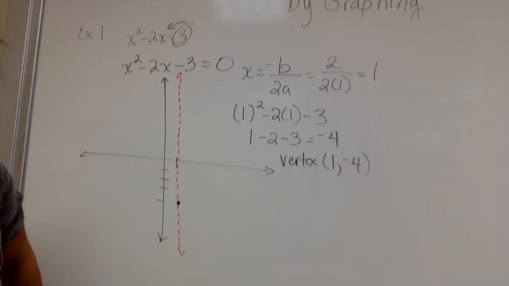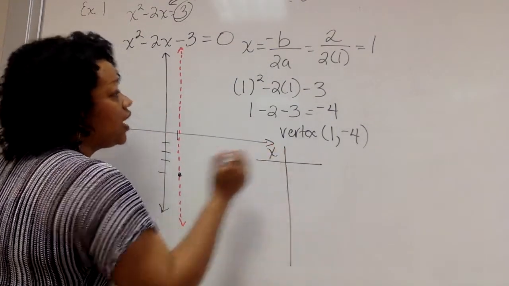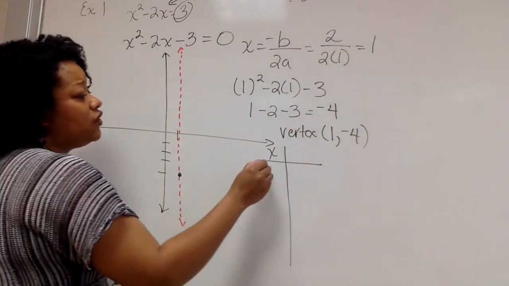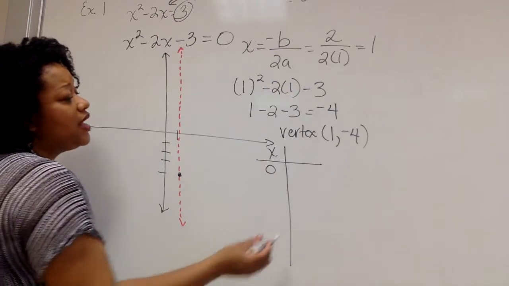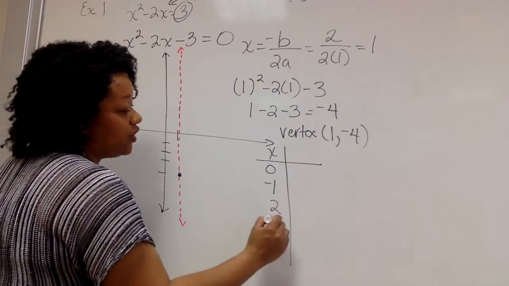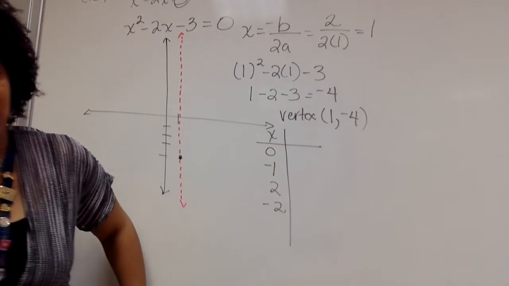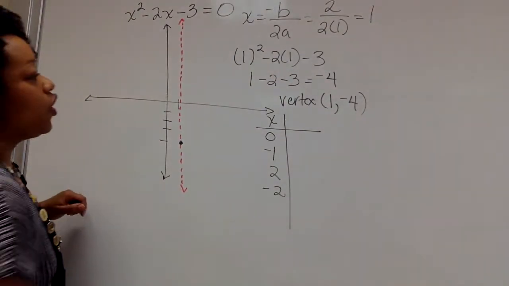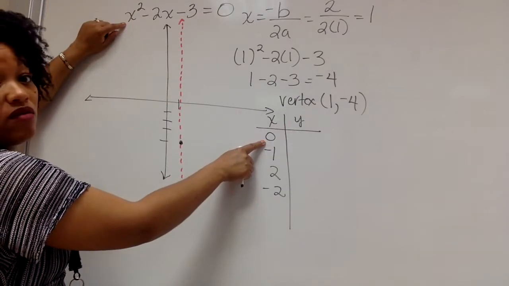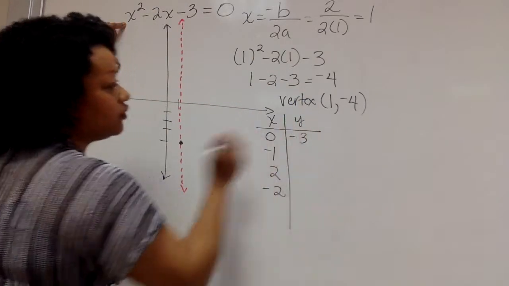Step 3, we need an XY table. So let's go ahead and set up our x values. I've already got x to be 1, so I don't need that again. We can do 0. Let's do negative 1. Let's do 2, and let's do negative 2, okay? So like I said, we already have x equals 1. We don't need to do that again because I've already figured it out. So we're going to plug in these values for x and find our y. So when x is 0, this term's canceled out, that term's canceled out, you're left with negative 3.